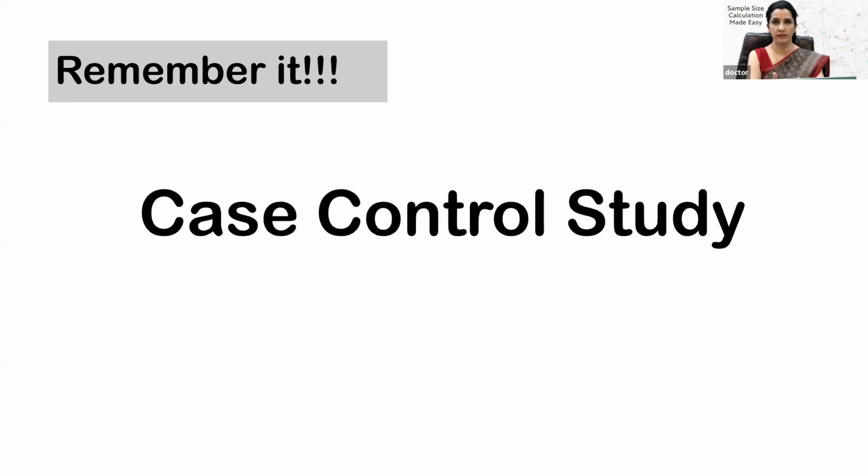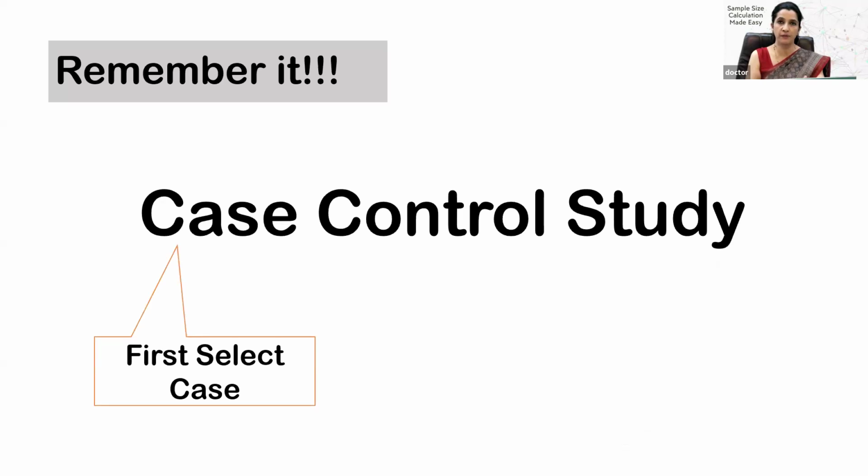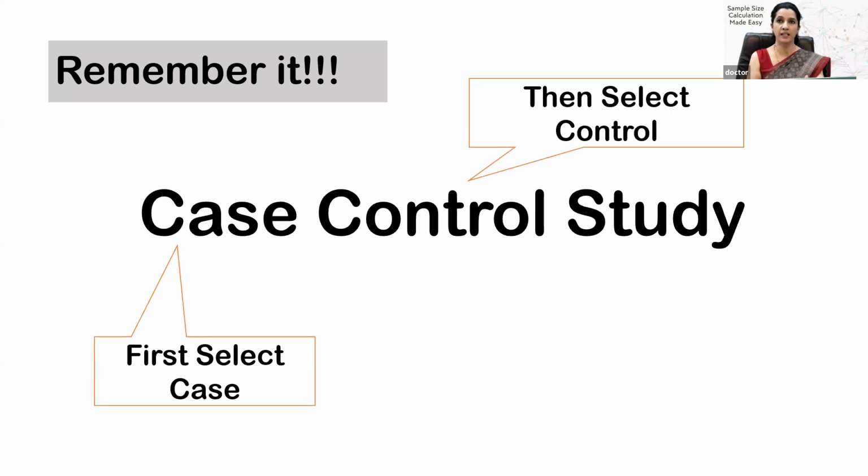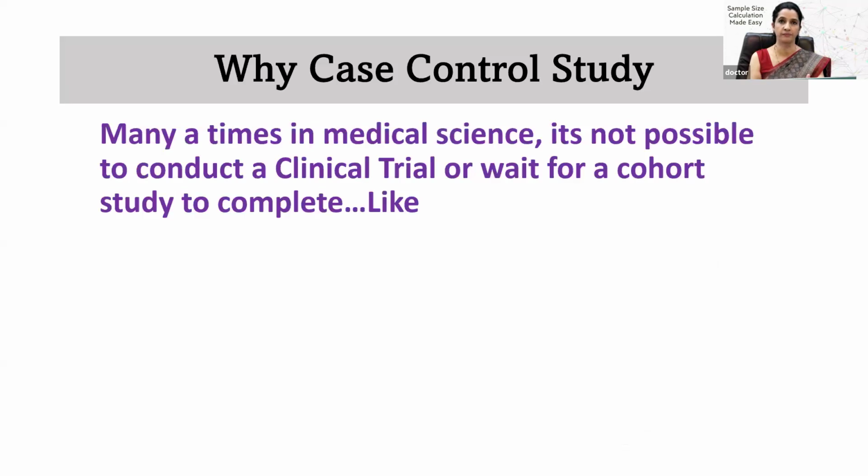So we have seen that it is a case control study. So the first word is case. We first select the cases whenever we do a case control study, and then we select a control depending on whether it is a matched case control study or an unmatched case control study.